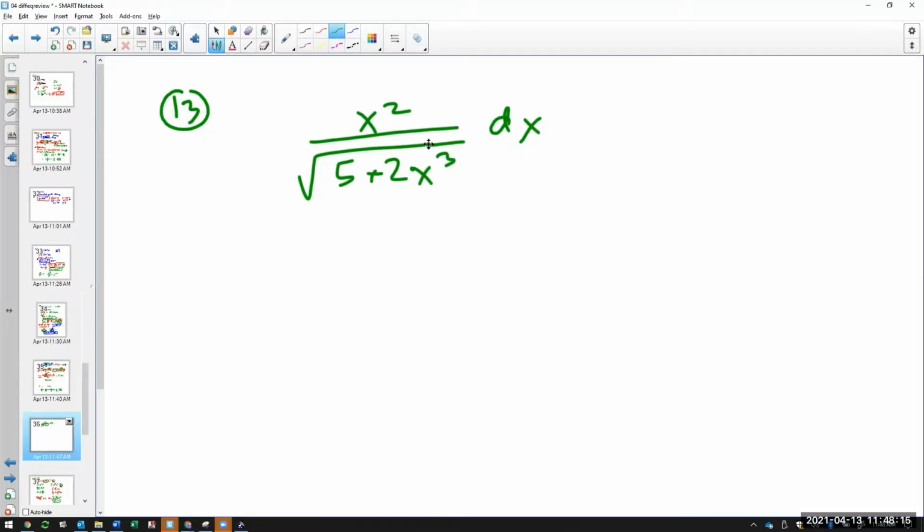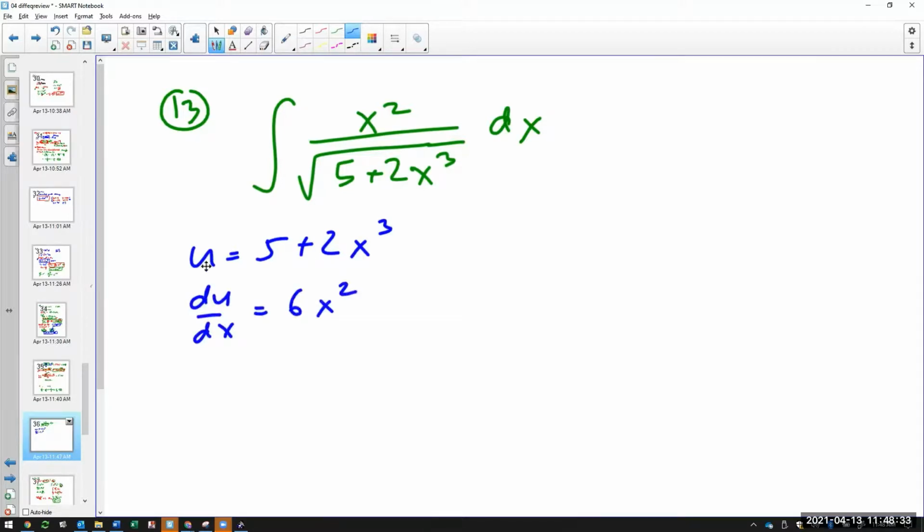Okay, so guys, if you want to know the integral of this, first what you do is you figure out your u. So what's my u in this problem? 5 plus 2x cubed. What's the derivative of this going to be? You see, first you find your u, then you take the derivative, then what do you solve for? Dx. Okay, it's going to be the exact same process as number 13. First you find your u, then you take the derivative, then you solve for dx.